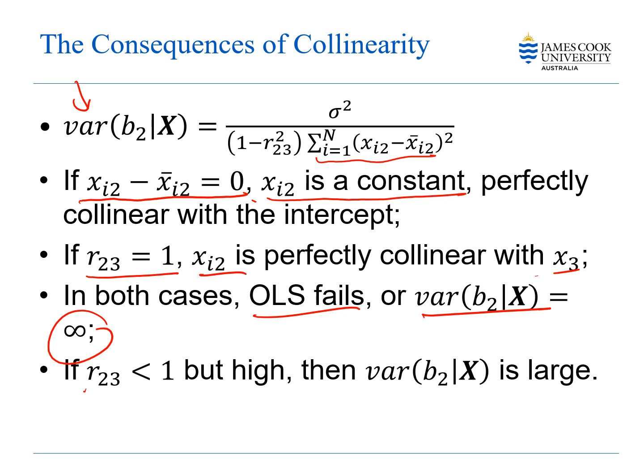Or if r23 is not equal to 1 but very high, for example r23 is equal to 0.9, then 1 minus 0.9 is 0.1, and 1 divided by 0.1 is 10. So the variance increased by a factor of 10. This variance will be very large, and our estimate is quite imprecise.